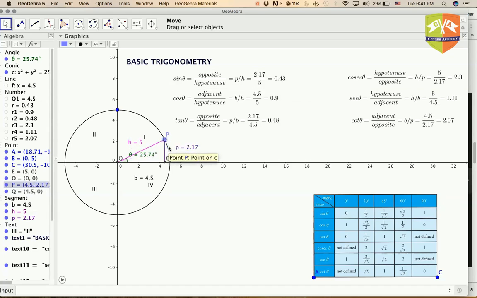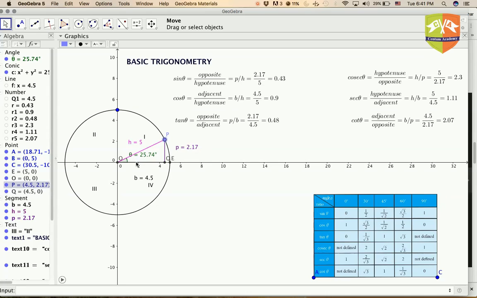Similarly, if I increase the value of theta to 25.74, then sine of that is, and we have defined sine as opposite by hypotenuse. So if you see, there are other ways of defining them as well. First of all, let us understand what is meant by opposite side, hypotenuse as well as the adjacent side.